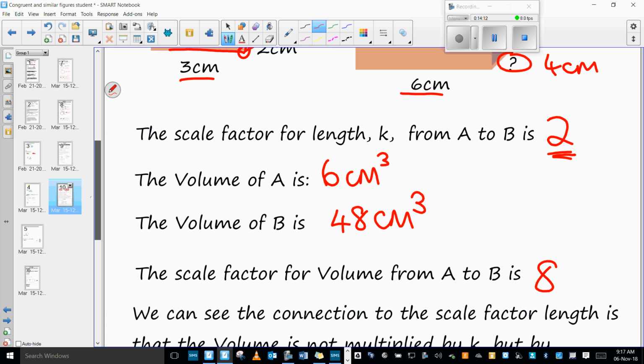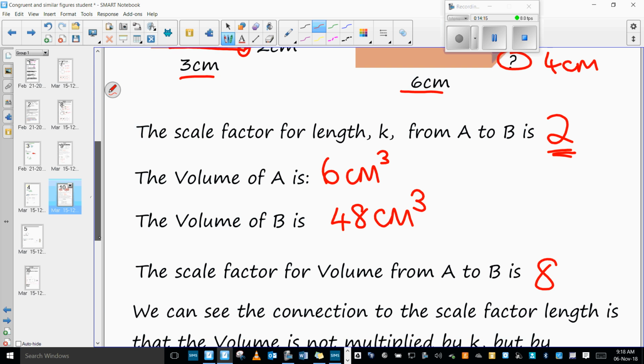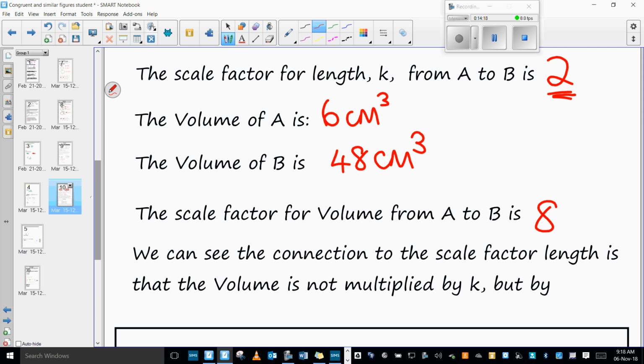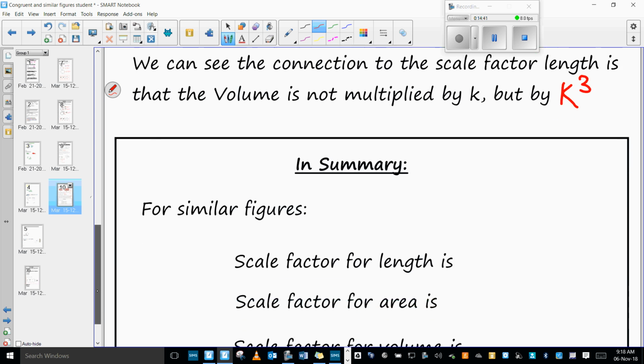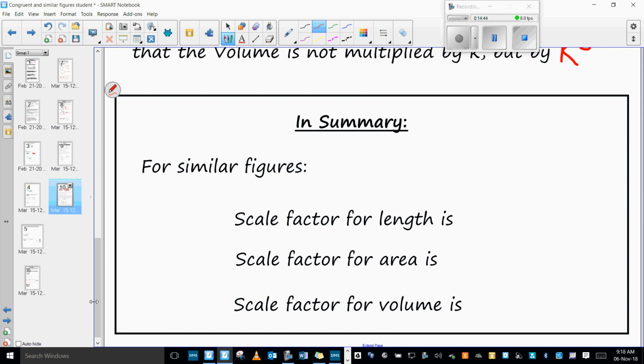And funnily enough, that is k cubed. Excellent. Because our original scale factor for length is 2, and we can see our scale factor for volume is 8, and the connection between those numbers is that it's 2 cubed. So, in summary, for similar figures, scale factor for length is k, for area is k squared, and for volume it's k cubed.